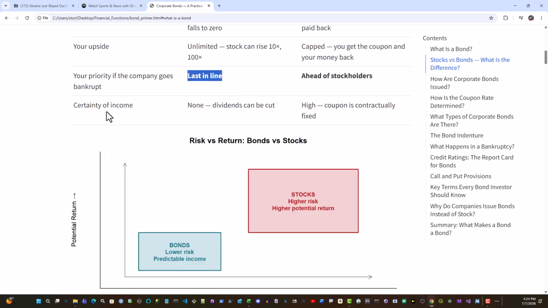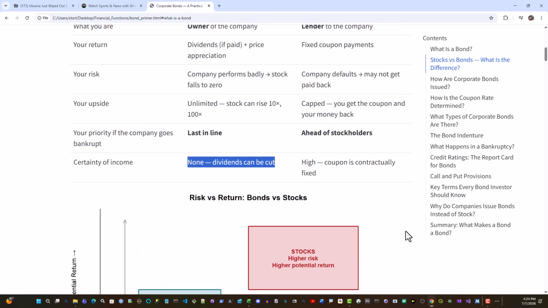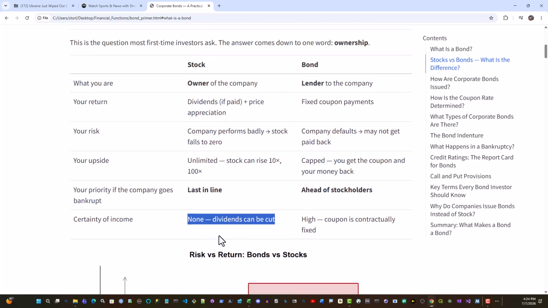What about the certainty of income? Well, there is none, okay? The company can cut the dividend, so you earn nothing on it. So the only thing you're going to have going for you is the capital gains on the stock value itself.